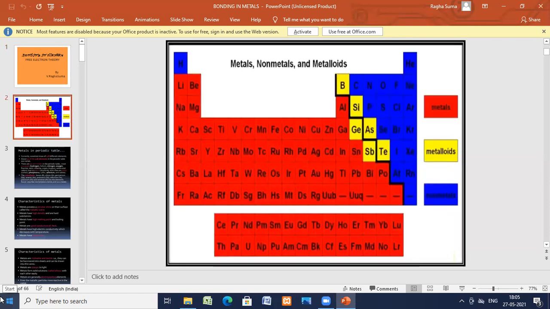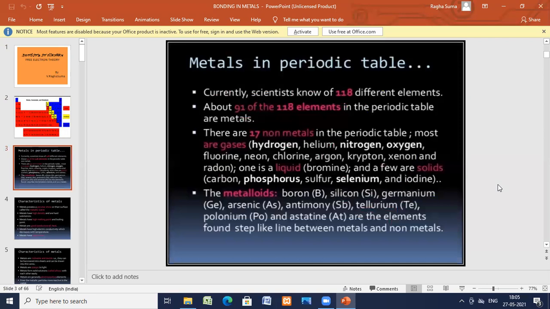Just have a look at the periodic table. All the red ones are the metals, the yellow ones are metalloids, and blue ones are non-metals. So this is a description of the metals, non-metals, and metalloids. Now, metals in the periodic table.